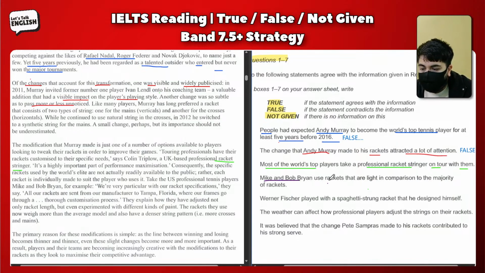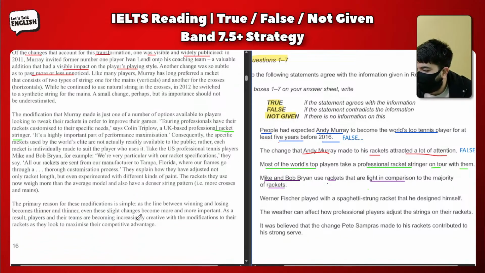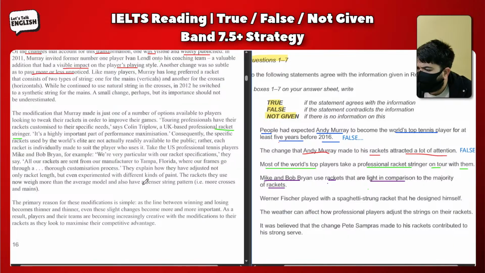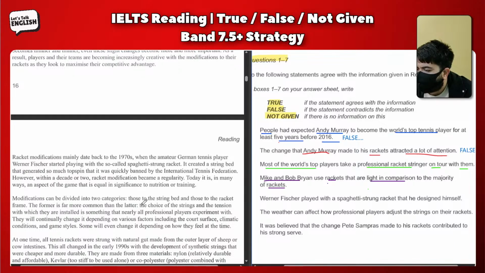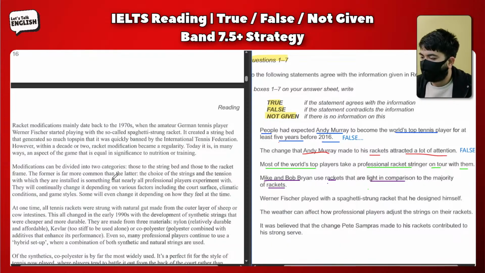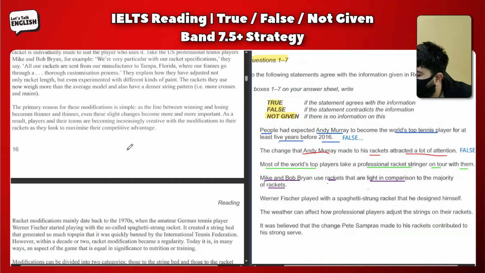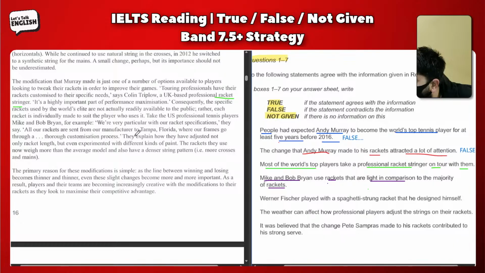Mike and Bob Ryan use rackets that are light in comparison to the majority of rackets. Do we have Mike and Bob Ryan? Come on, meet me, Mike and Bob at one time. Modification, string bed, Tampa. They explain how this. Oh my goodness! You are here, naughty people. I remember some great politician referring to someone as naughty, naughty.